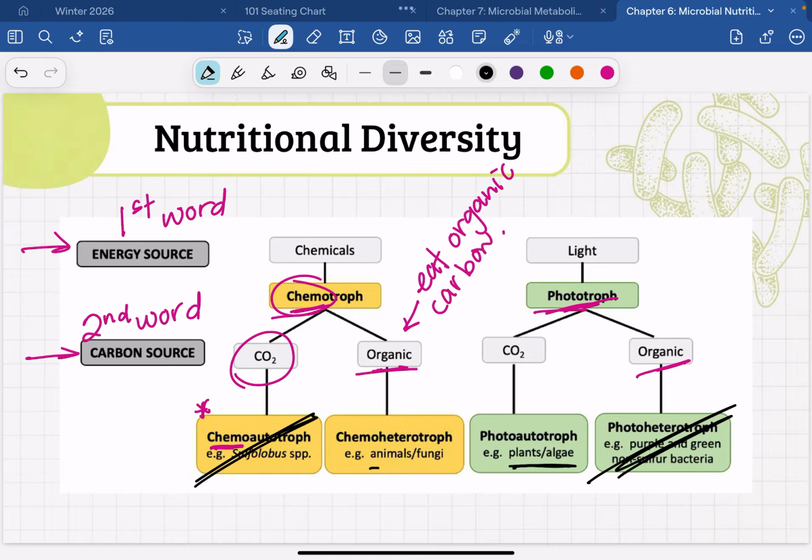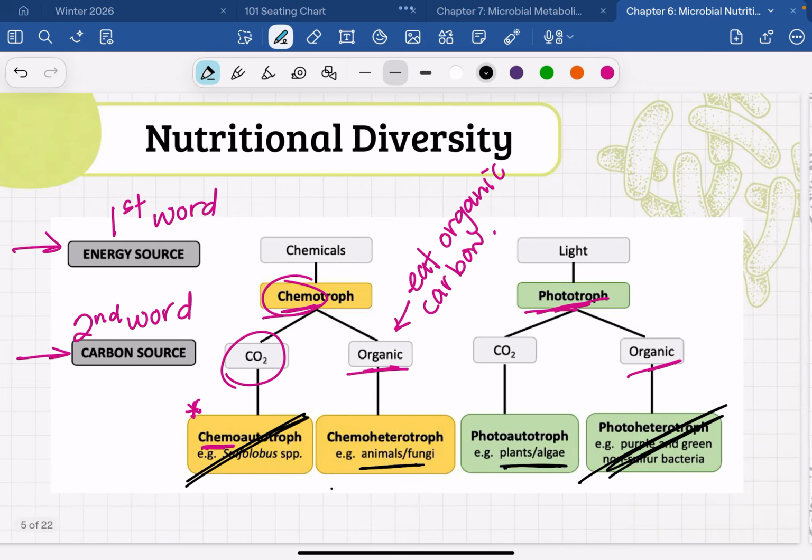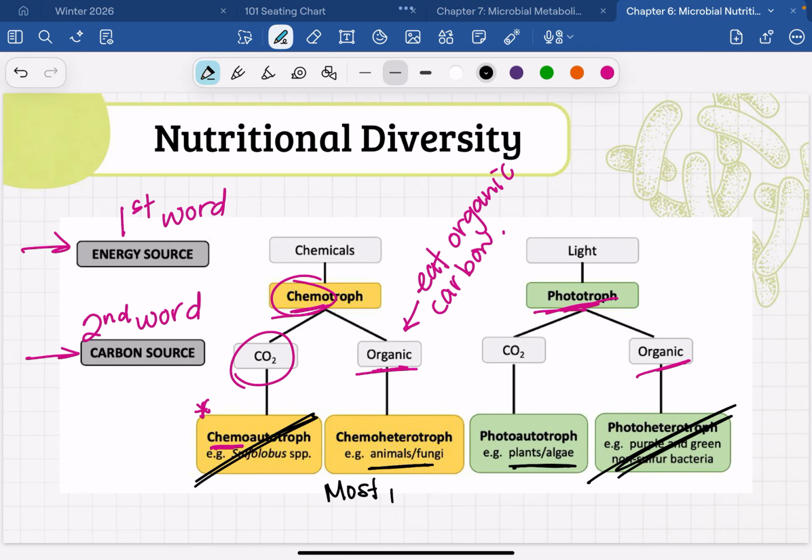The other group, the chemoheterotrophs, are like animals, right? Animals are chemoheterotrophs. I can't go lay out in the sun and not have to eat for 2 weeks, right? That's not how it works. I have to consume my energy from other organisms. I eat plants and animals to get both my energy and my carbon. So animals, funguses, and most pathogenic organisms. Most pathogenic bacteria are also chemoheterotrophs.